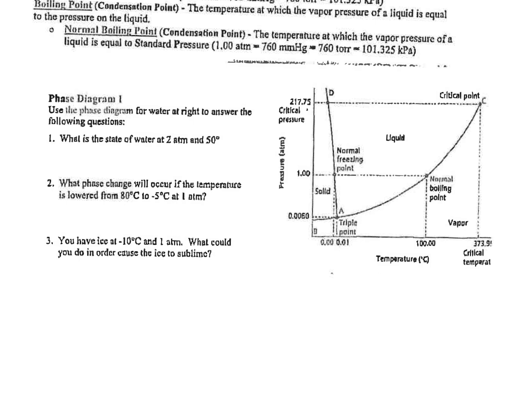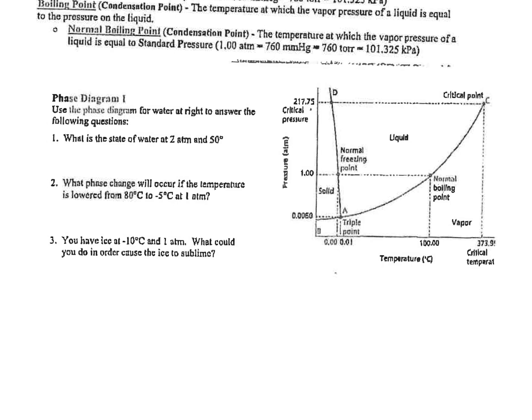Number one, what is the state of water at 2 atmospheres and 50 degrees Celsius? If you look at this diagram, 2 atmospheres is somewhere around here. About 2 atmospheres right there. And 50 degrees Celsius is somewhere around here. So that puts our point right there. So the state is liquid.